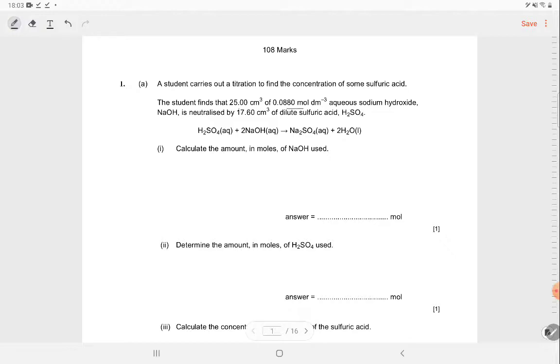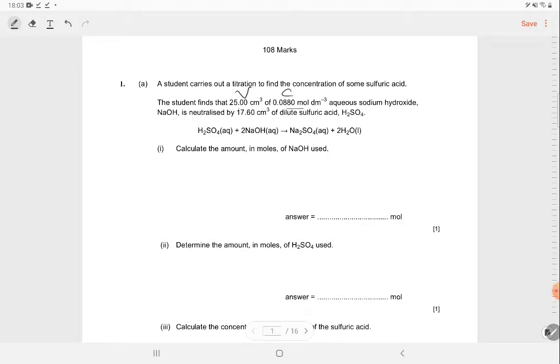So they've given you the volume, they've given you the concentration. Always write down what they've given you, just to let you know what you have already.